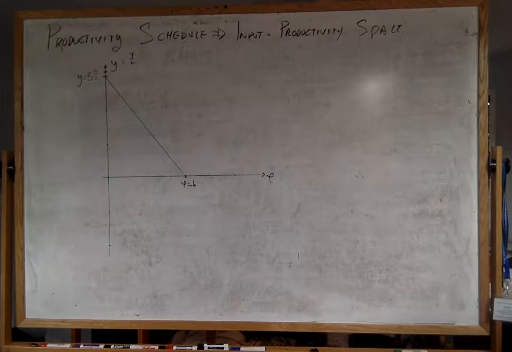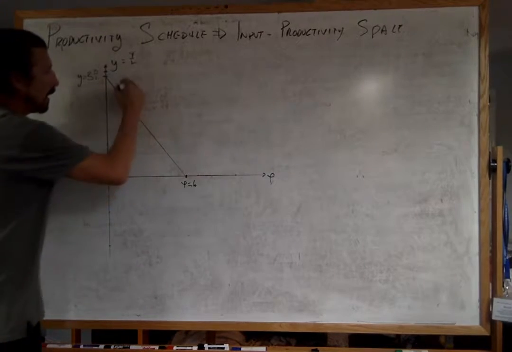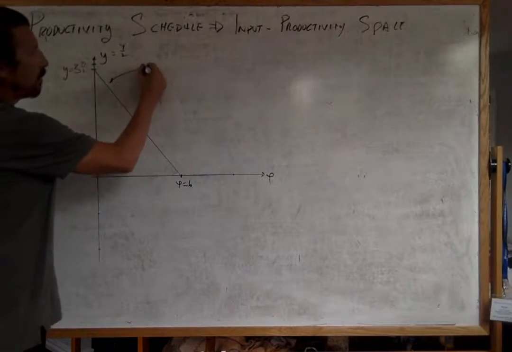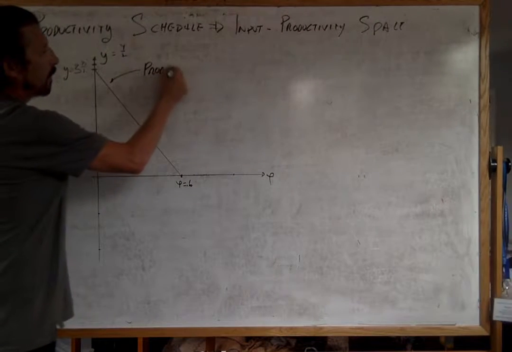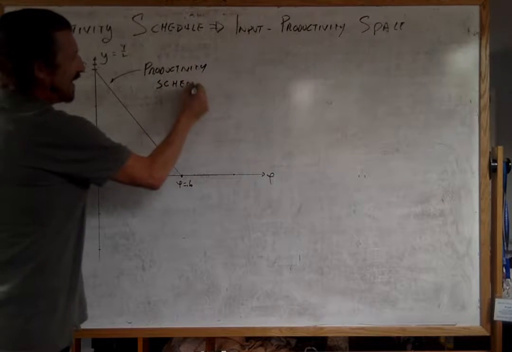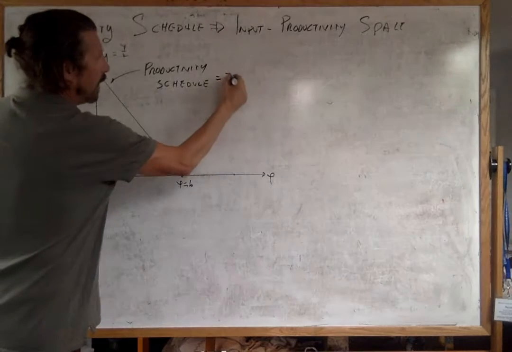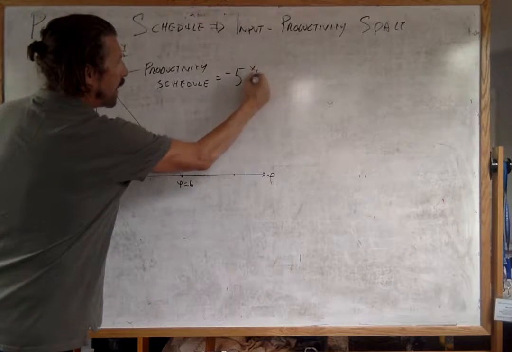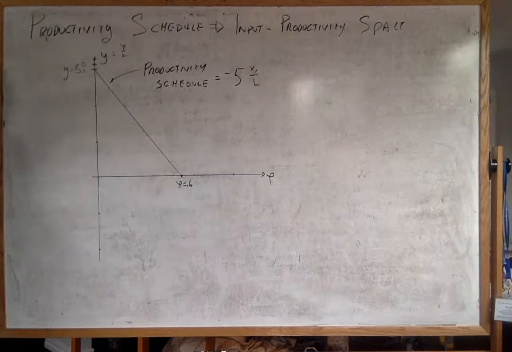is going to go right there. All right, so this is your productivity schedule. Put it this way, okay, this is going to be your productivity schedule. And what we're saying is that the productivity schedule is going to be equal to negative the capital output ratio, negative 1/5 over 1.